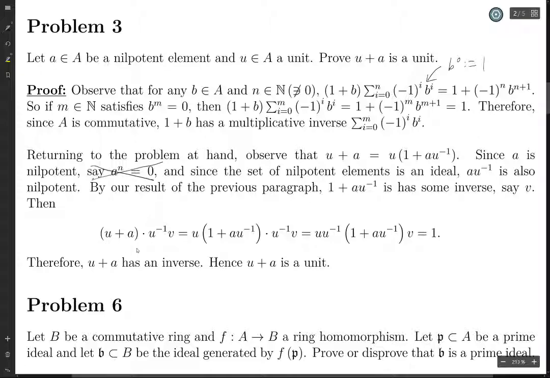So what happens if we take U plus A and multiply by U inverse V? Remember, we can rewrite U plus A as U times 1 plus A U inverse, and we're multiplying by U inverse V. Now we just move everything around. We get the U inverse right next to the U, and we get the 1 plus A U inverse next to the V. These two things are inverses, so it becomes 1, and these two things are inverses, so it becomes 1, and so this is just 1. Then, of course, by commutativity again, U inverse V times U plus A is also going to equal 1. Therefore, U plus A has an inverse, namely U inverse V, and hence U plus A is a unit.